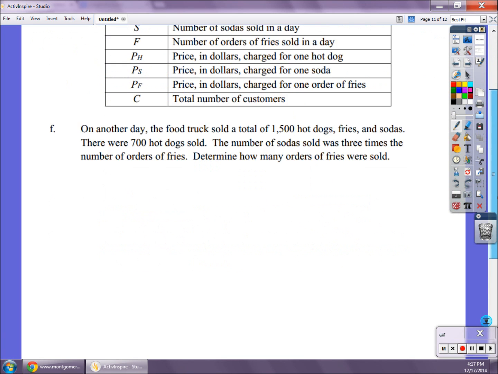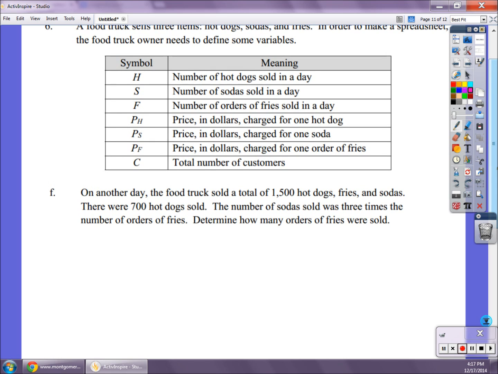All right, we have a lot of information going on in this problem. First, we know that we sold a total of 1,500 hot dogs, fries, and sodas. Let me circle the whole thing. We know there were 700 hot dogs sold. We also know that the number of sodas sold was 3 times the number of orders of fries. And we want to know how many fries were sold. The first thing I like to do is define my variables. So I'm going to go ahead and list each of my variables.